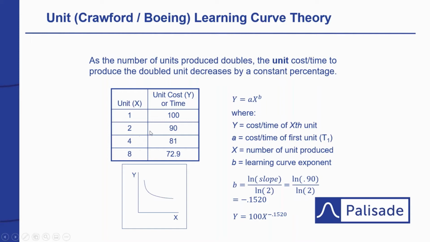You could still fit a regression equation through this with the third and the seventh and the non-doubled units. It's just that a constant percentage decrease is being experienced as the units are doubling. There should still be, if you're collecting it this way, some cost or time for the third unit, for the fifth, sixth, seventh. It's just that the reason these are shown like this in the table is that's when the doubling is occurring. So that's when you would be expecting that constant decrease. And hopefully I made that clear.